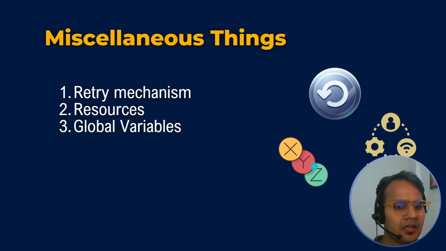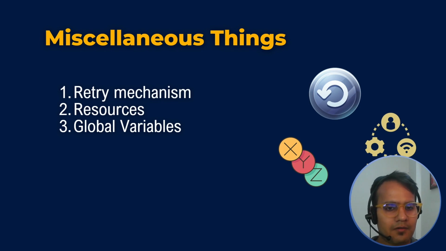Now next, some miscellaneous things, like the retry mechanism. In case my test case fails for no reason, I want to retry, so it should re-trigger itself. And resources: maybe any files we want to store, any global variables, any timeouts or constants we want to store, we can store under global variables.